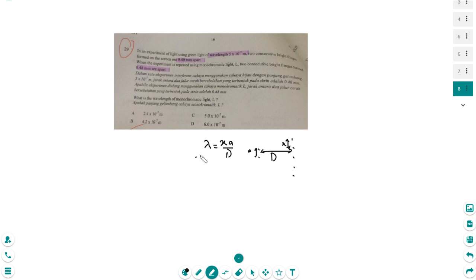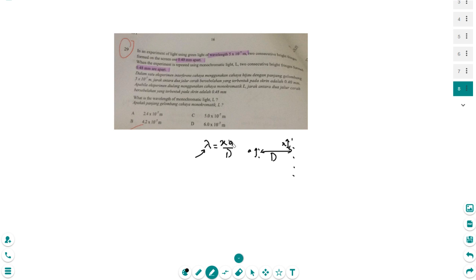Okay, so this is the wavelength. But since we are comparing two types of light, two different wavelengths of light, the question is, what is the wavelength of the monochromatic light? So what we're going to do here is observe that a and D are the same, so we can use that to compare between these two different monochromatic lights.